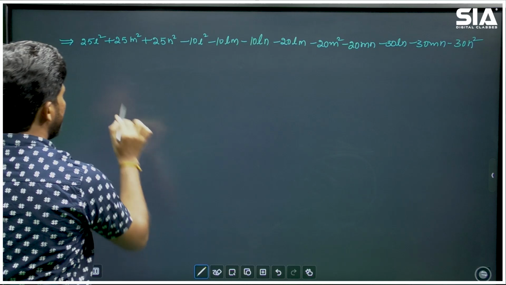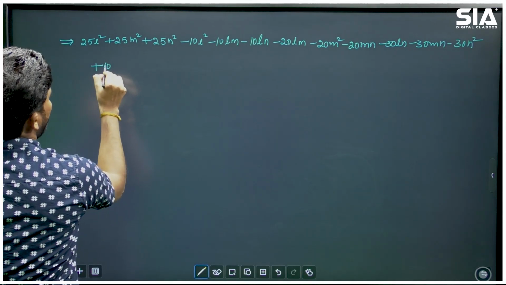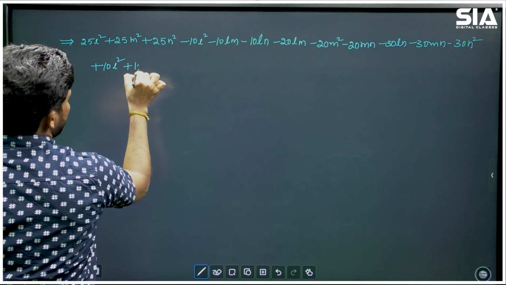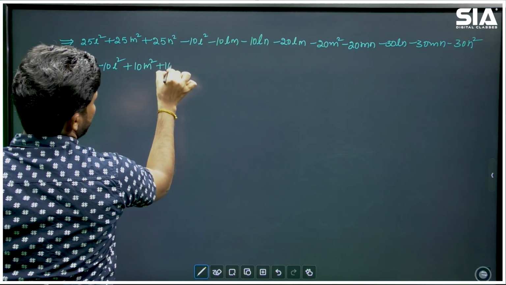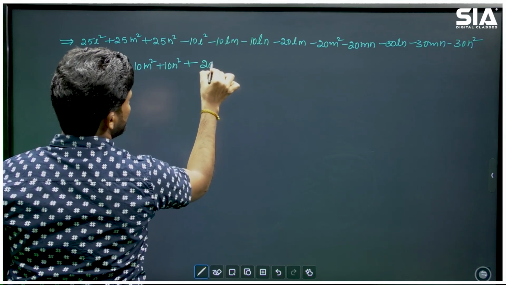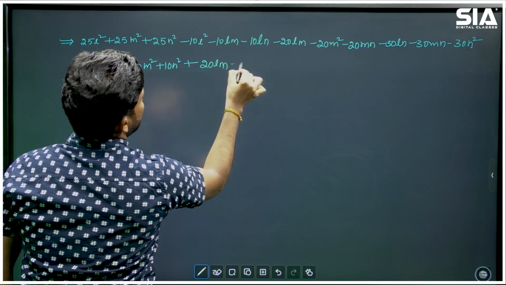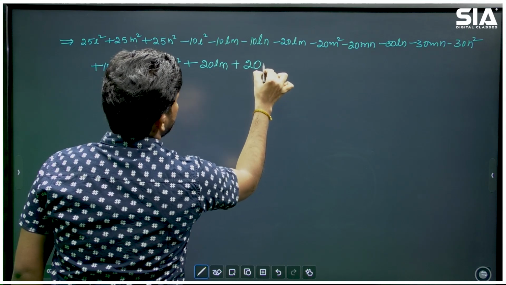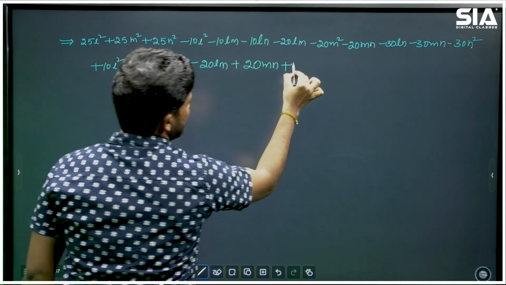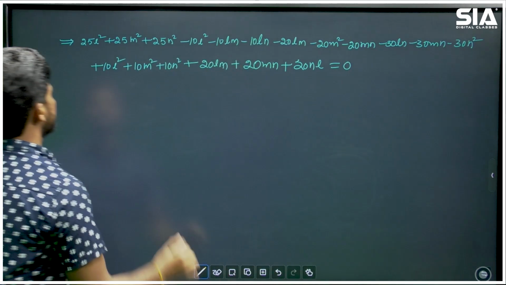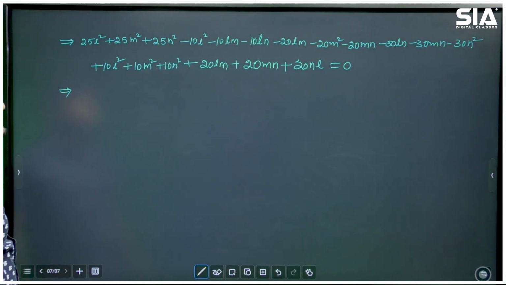Okay. So the last value is plus 10. You have to multiply that by L plus M plus N whole square: 10L square plus 10M square plus 10N square plus 2LM, that means 10 into 2, 20LM, plus 2MN, that means 10 into 2, 20MN, plus 20NL, equal to 0. This is the total expansion of that equation.